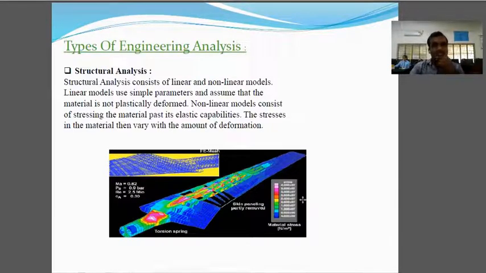Structural analysis. Structural analysis actually consists of linear and non-linear models only. Linear models use simple parameters and assume that the material is not plastically deformed. So in linear models, stress is directly proportional to strain, or up to the elastic limit you can consider it as a linear model. But non-linear models consist of stressing the material past its elastic capabilities, means plastic deformation will be considered in non-linear models. And in this we are going to calculate the stresses and strains in the structural problems.